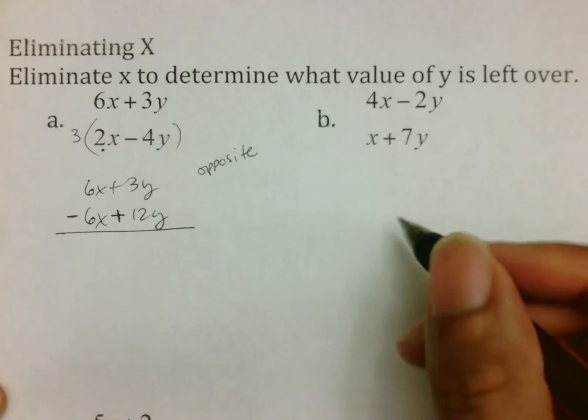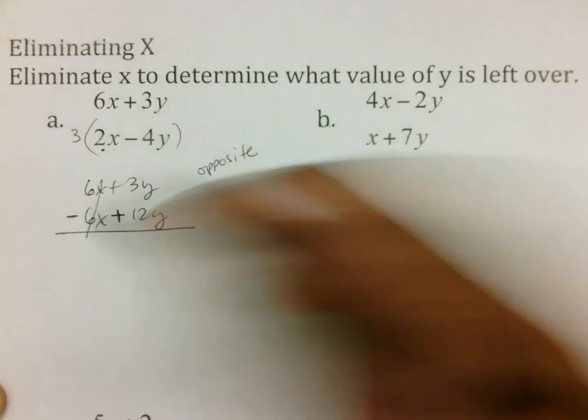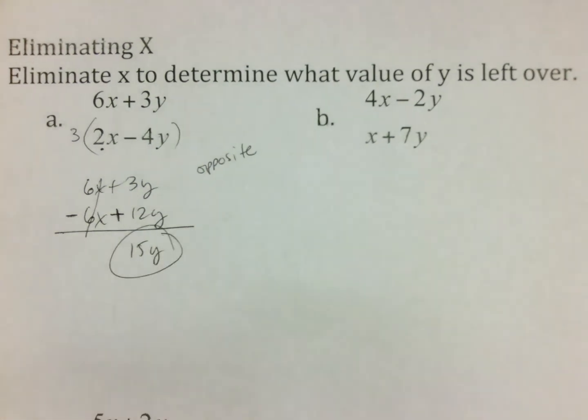And now what I can do is add everything up one line at a time. 6x minus 6x goes away. 3y plus 12y makes 15y. And that is how you determine what y is left over. Very, very simple again once you understand how to switch it.